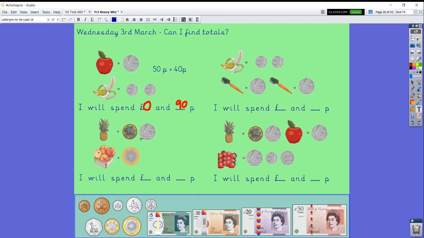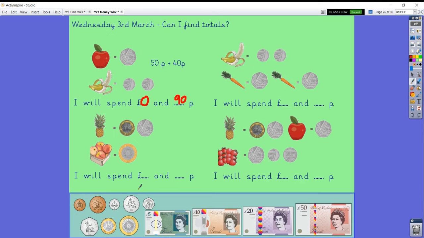So let's have a think. I want to know how many pounds I've spent. So let's put the pounds together. So I've got £2 and another pound makes £3. And then how many extra pennies do I have? I've got 50 extra pennies. Brilliant.